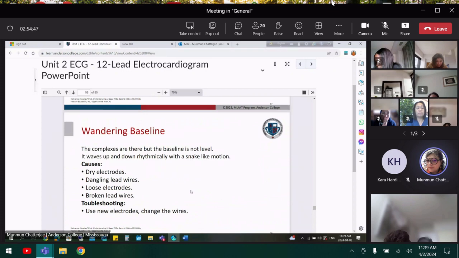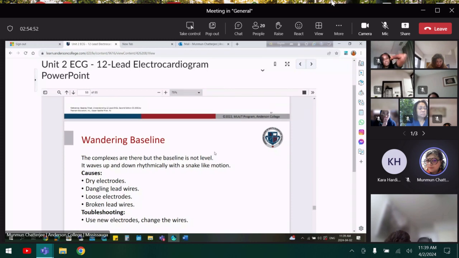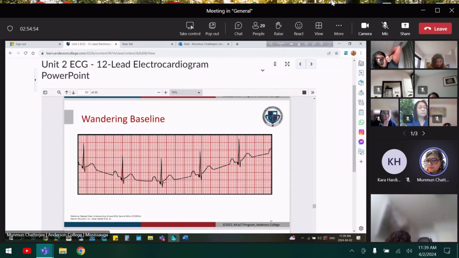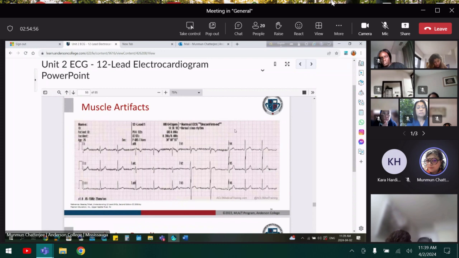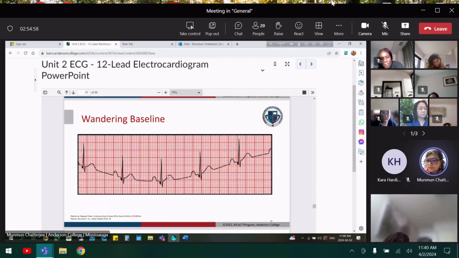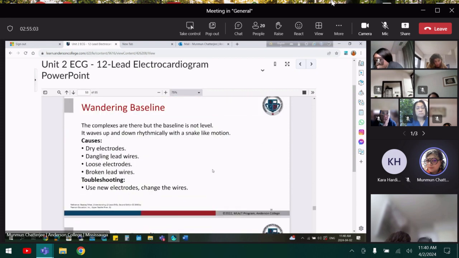So that we can correct it. So the complexes are there, but the baseline is not level. That's the thing. Baseline is not level. Here, in muscle artifact, the baseline is level, but it's giving spikes. But here, the baseline is not level. It's going up and down. So complexes are there, but the baseline is not level.